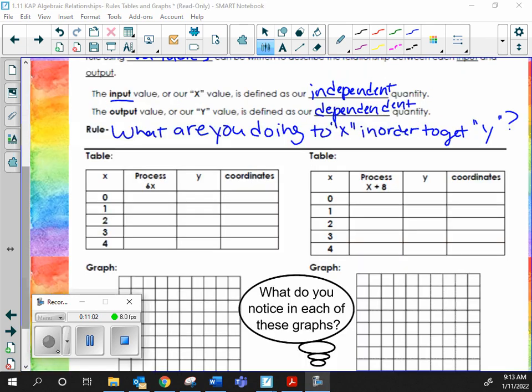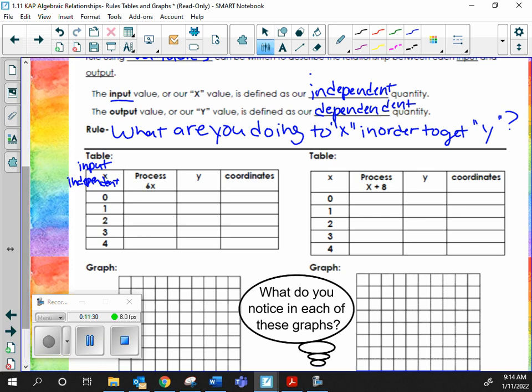So we're just going to practice that value. We said X is our input, and therefore it's my which quantity? Independent. Very good. Let's try that one more time. My X is my input, therefore it's my independent because I'm controlling what it is. The Y is going to depend on that input.